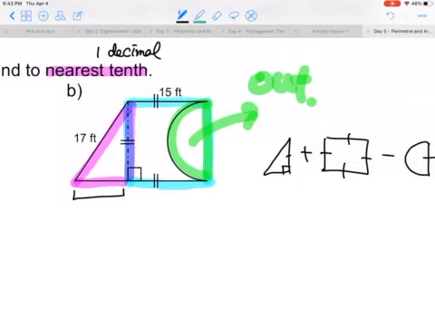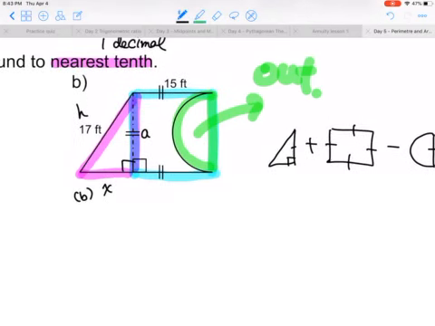We do not know the base. I will call this one x for now. Since this is a right angle triangle, this one is going to be the hypotenuse, and I'm going to call this one A and this one B as usual. Now, using this, a squared plus x squared equals 17 squared.